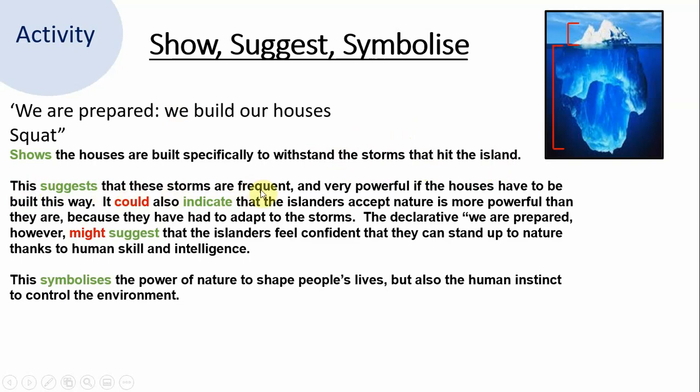Suggests that these storms are frequent and very powerful if the houses have to be built this way. That's just me using my sort of common sense almost. It could, here's a nice possibility word there, also indicate that the islanders accept nature is more powerful than they are because they have had to adapt to the storms. So the houses are built to withstand the storms because there was nothing that could be done to stop the storms. This is humans adapting to nature.